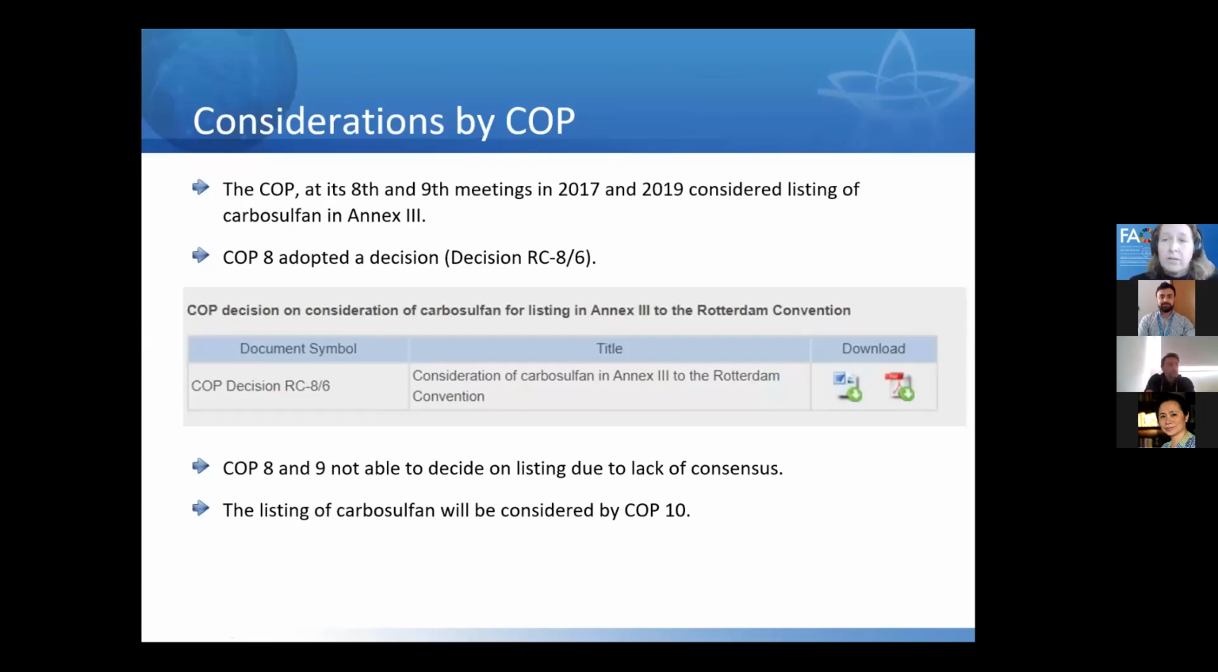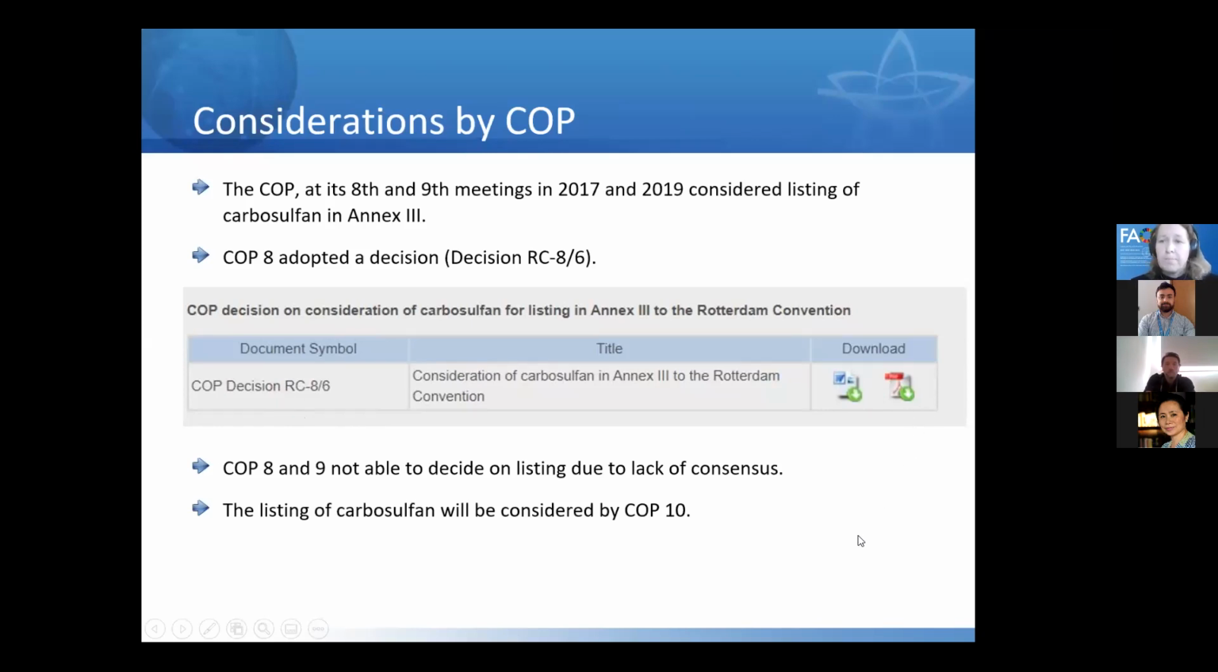As already mentioned, also for Carbosulfan, there has been a COP decision adopted in 2017 at COP8, and again, it will be further considered at COP10 for listing. And here again, you have the COP decision, which can be downloaded.